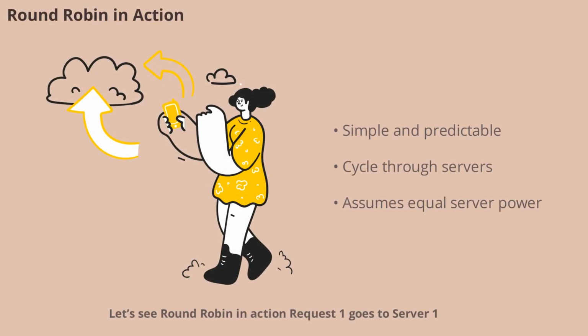See round robin in action. Request 1 goes to server 1, request 2 to server 2, request 3 to server 3, and so on. After the last server, the cycle repeats. This approach is simple and predictable, making it easy to implement. However, it assumes that all servers are equally capable and that each request takes about the same amount of time to process. But what happens if one server is slower or busier than the others?